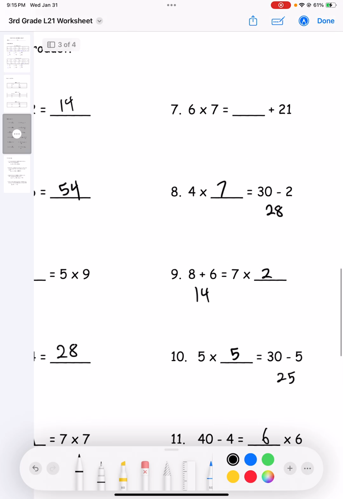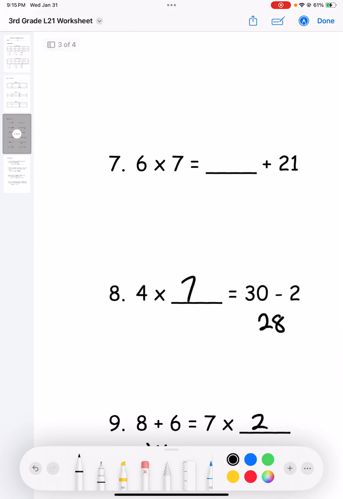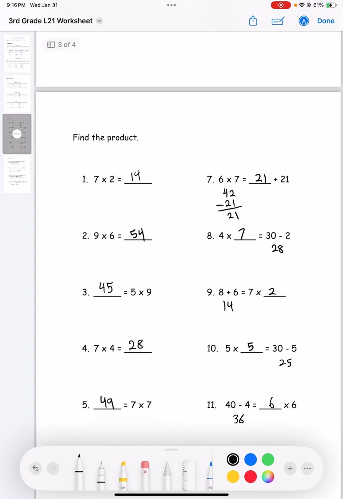And we could do number 7 also. 6 times 7 equals what plus 21? So 6 times 7 is 42. So what plus 21 would be 42? We can subtract it. 42 minus 21, and we can get 21. So it has to be 21 plus 21 equals 6 times 7.